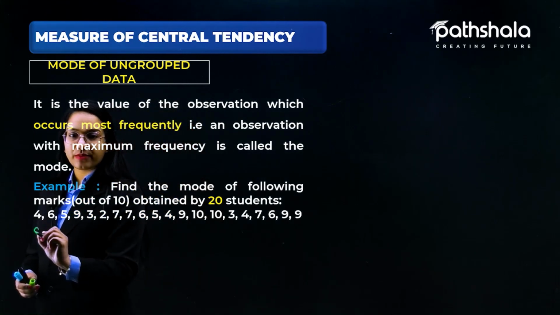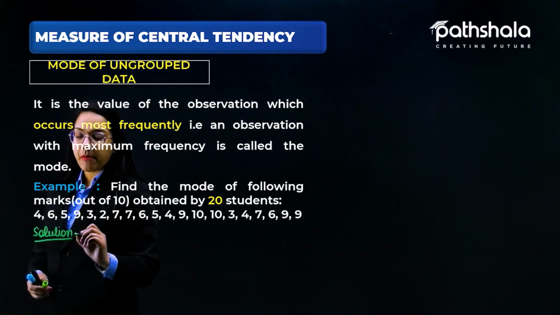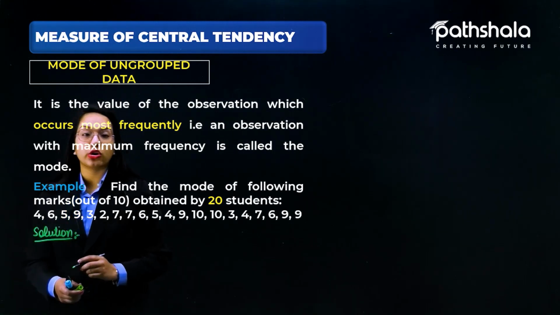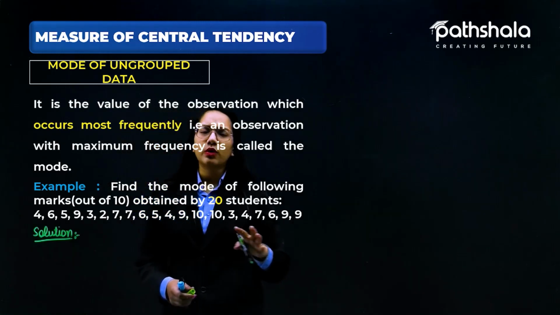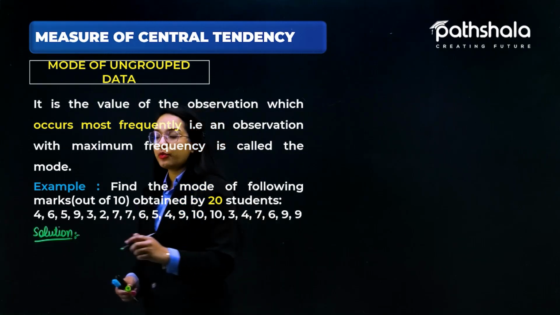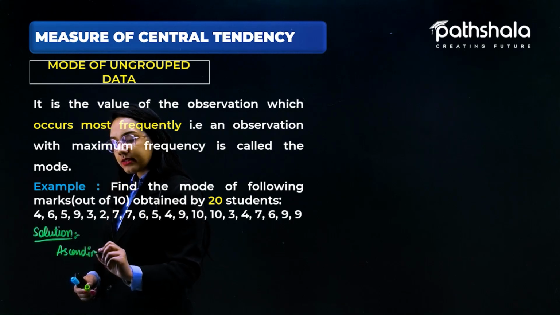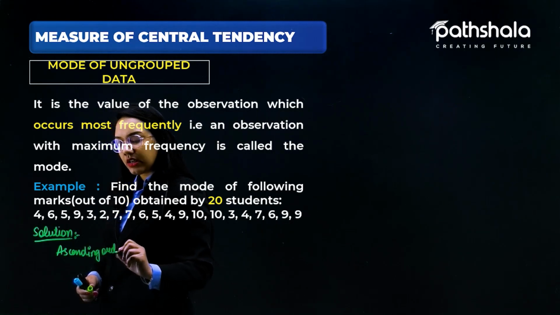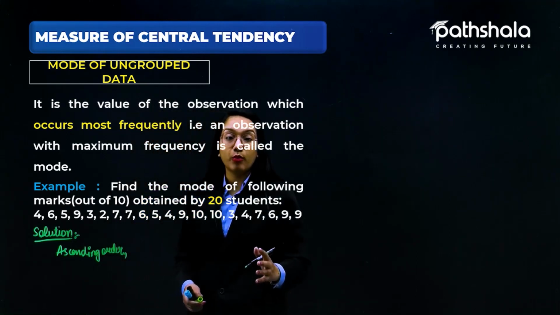Let me write down the solution. Always remember, whenever we have to find the mode of the given data, it is good to arrange the data first in ascending order, in order to see which value is occurring most frequently.